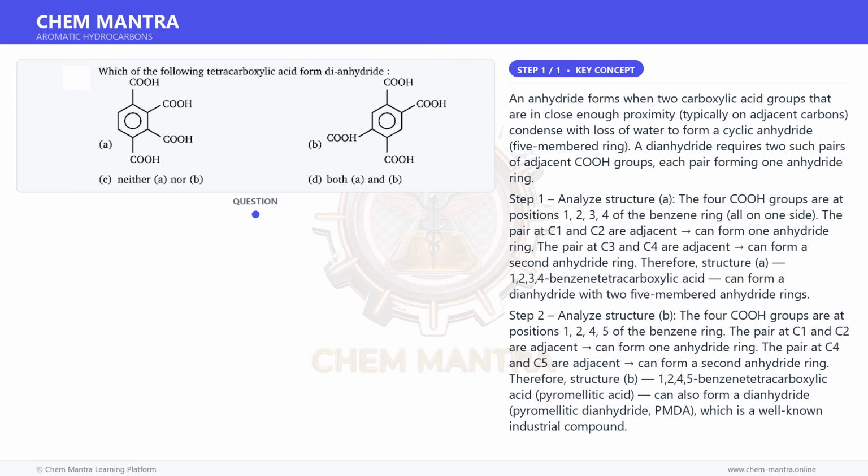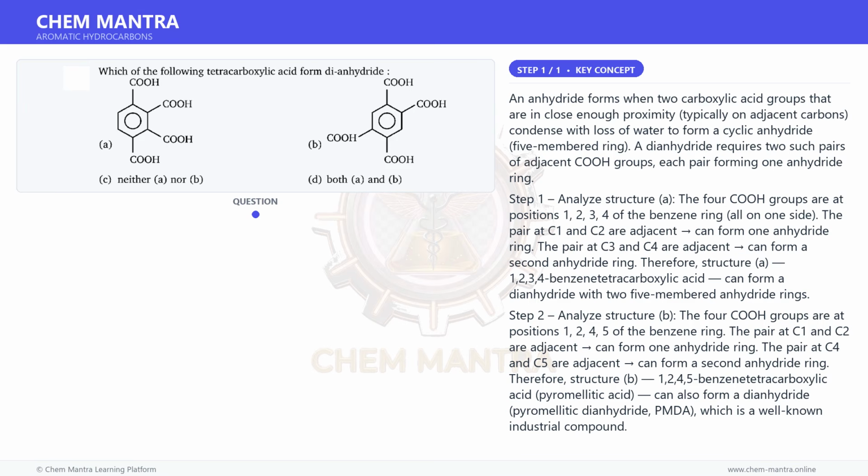Step 1. Analyze structure A. The 4 CH groups are at positions 1, 2, 3, 4 of the benzene ring, all on one side. The pair at C1 and C2 are adjacent and can form one anhydride ring. The pair at C3 and C4 are adjacent and can form a second anhydride ring. Therefore, structure A, 1,2,3,4-benzene tetracarboxylic acid, can form a dianhydride with two 5-membered anhydride rings.